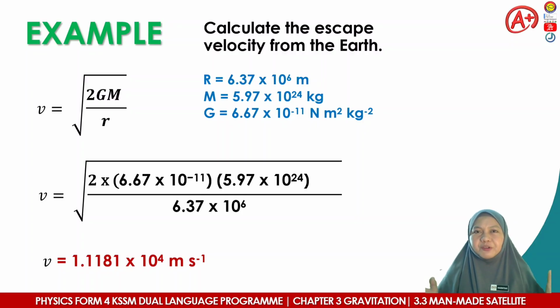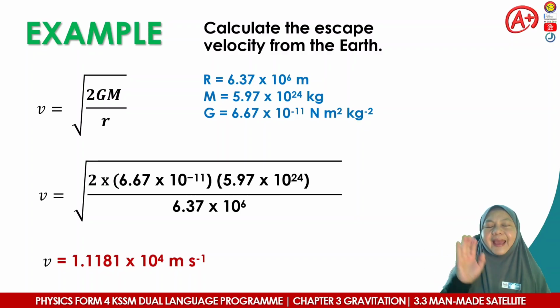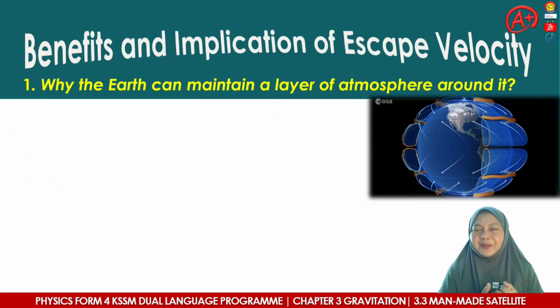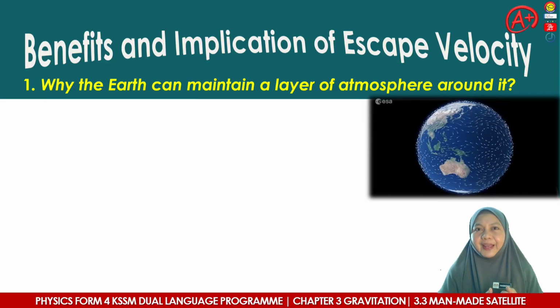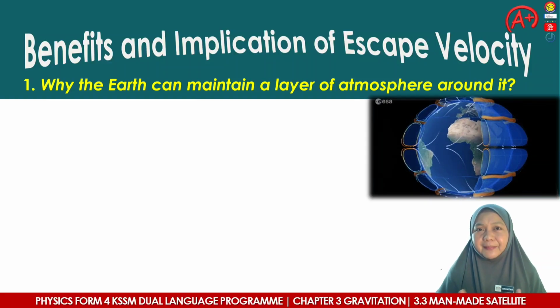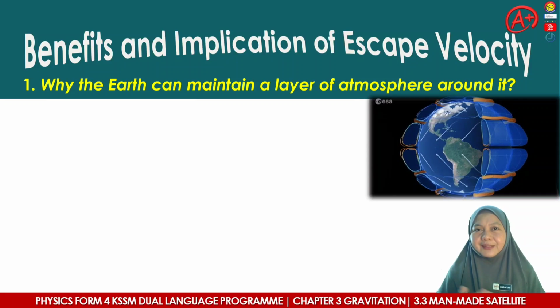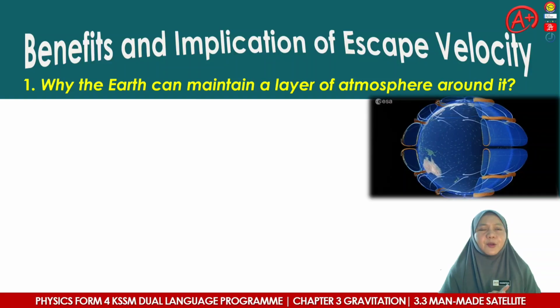So any object on the Earth's surface has to overcome this velocity in order to overcome the Earth's gravitational force and escape to outer space. Understood? Very well. So I hope now you are clear how to determine escape velocity for an object on the Earth's surface, or on the surface of any planet, by applying the formula v equal to the square root of 2GM divided by r. And now let us take a look at this question.